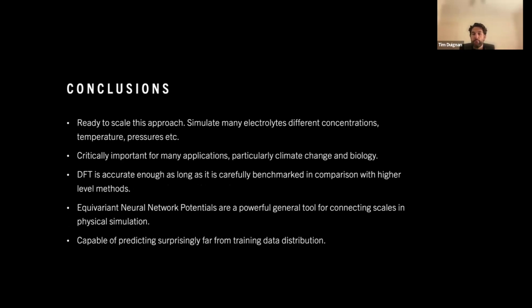Equivariant neural network potentials are potentially a powerful general tool for connecting scales in physical simulations, which is what I'm even more excited about more generally. And these things are surprisingly capable of predicting well outside where you would think they would be able to, based on where the training data is.